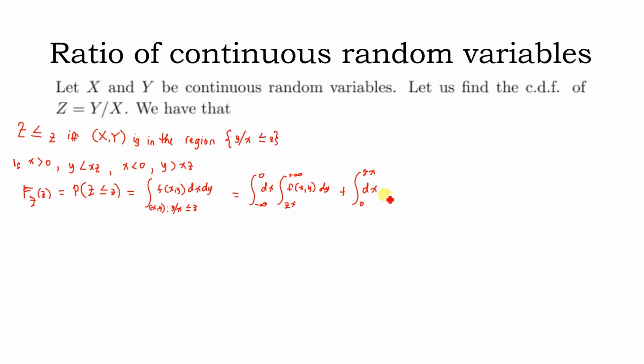Wrong, that should be infinity. So infinity, and then multiplied by the integral of the function f of xy dy from negative infinity to zx, to complete the cycle.